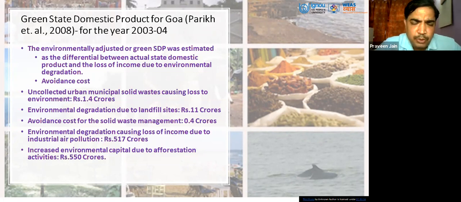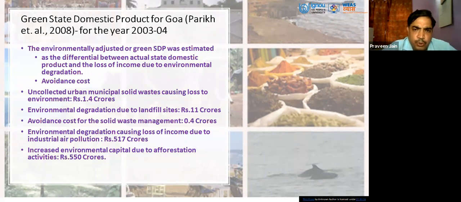So they have calculated the loss to the environment, and also the avoidance cost. Actually, avoidance cost is the cost to protect the environment. They calculated different figures: uncollected urban municipal solid waste causing a loss to the environment of 1.4 crore rupees, environmental degradation due to landfill sites, 11 crore rupees, and avoidance cost for solid waste management, 0.4 crore rupees.